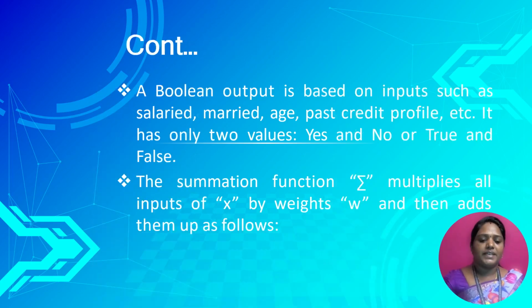Here we have binary classification, so the output is true or false. It is a Boolean output based on inputs such as salary, married, age, past credit profile, etc. It has only two values, true or false, yes or no. So only true and false statements are represented in this perceptron. The summation function multiplies all the inputs x by the weights w and adds them up as follows.